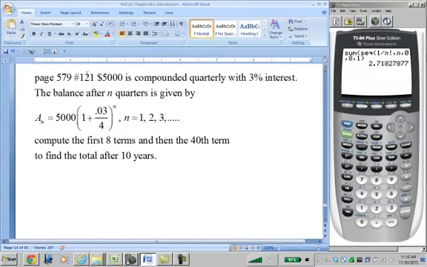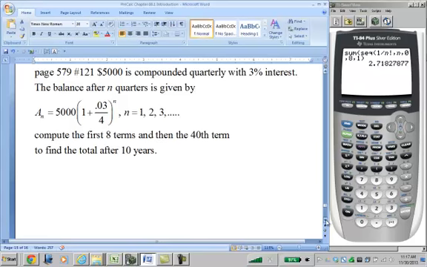Section 579, number 121: $5,000 compounded quarterly with 3% interest. The balance after n quarters. Notice they're not throwing in the t for the years. It's 5,000 times 1 plus 0.03 over 4 to the n, for n equals 1, 2, 3, and so on. Compute the first 8 terms and then the 40th term to find the total after 10 years.